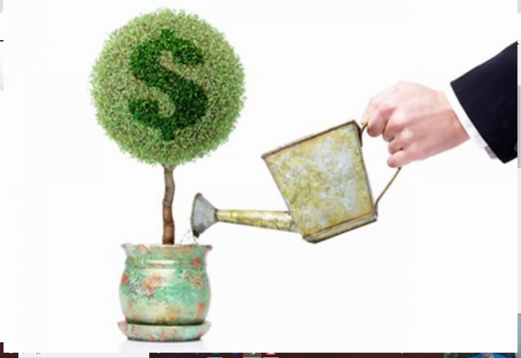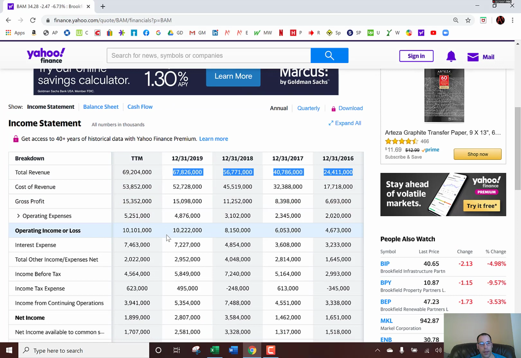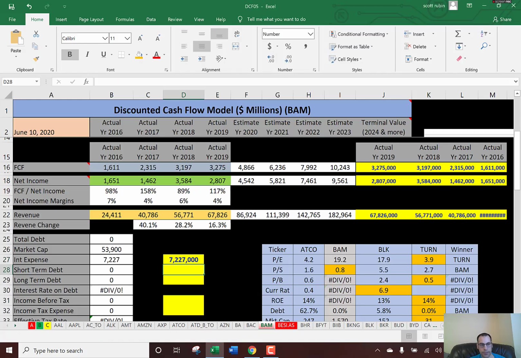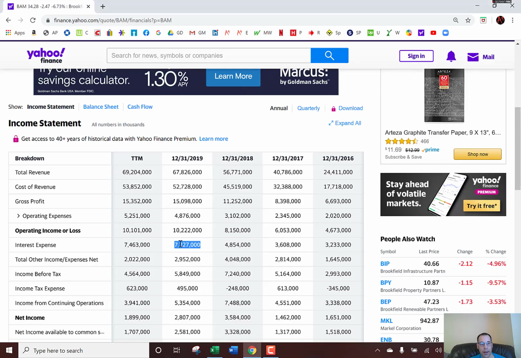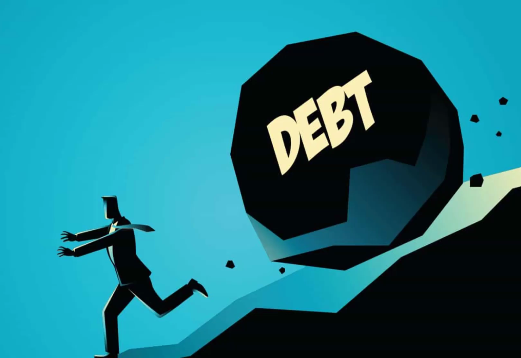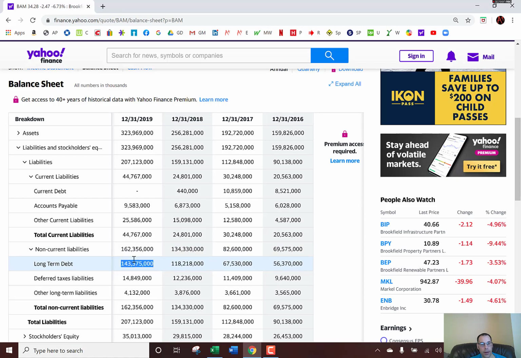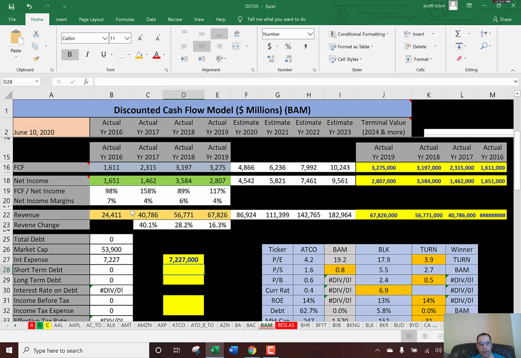So we have all the financials entered, the net income and total revenue. So we need a capital structure of the company to figure out the discount rate we need to apply to the future cash flows. And they pay $7 billion on their debt. Let's see how much debt they have. No current debt, which is good. $143 billion of long-term debt.